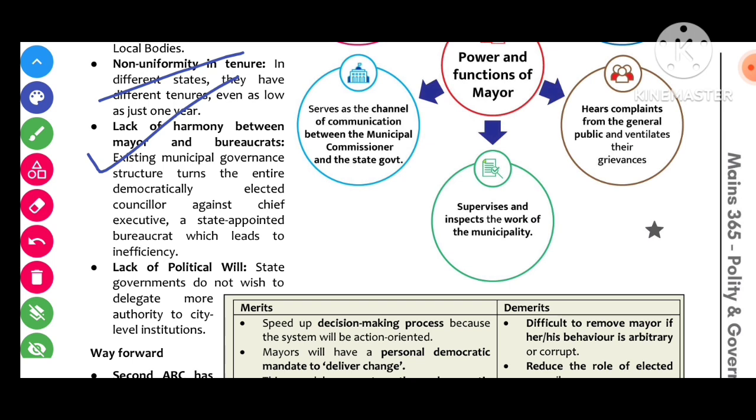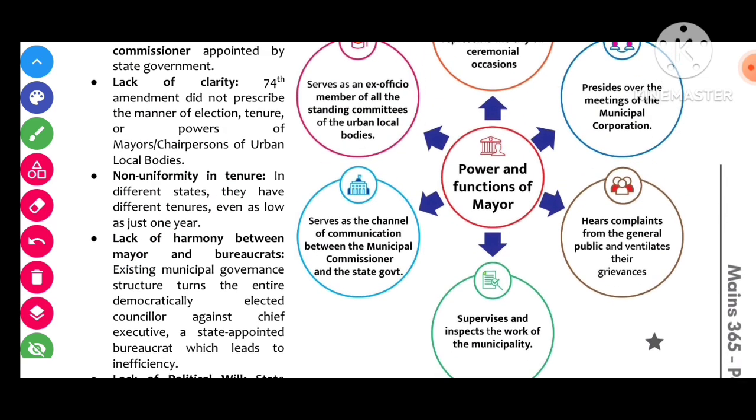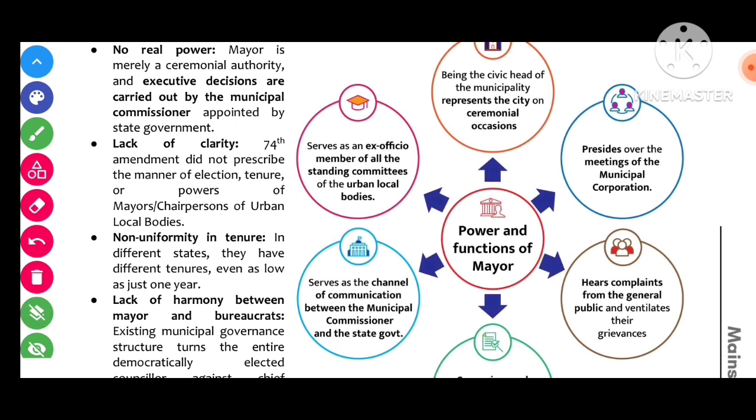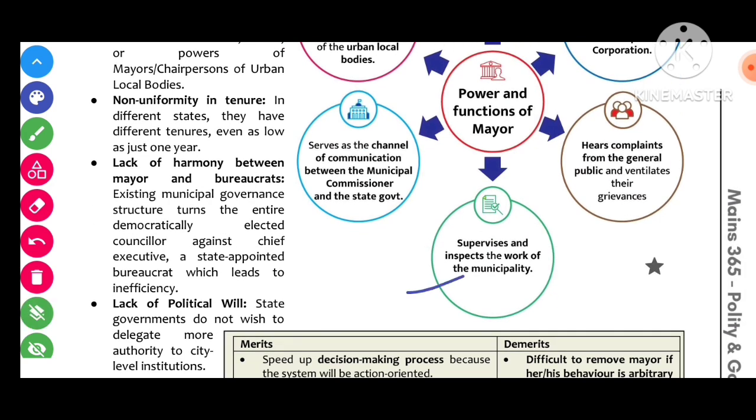Okay, so these are some challenges or limitations or issues related to the mayor, and the power and functions of the mayor, such as: it serves as an ex officio member of all standing committees of the urban local bodies, and being the civic head of the municipality represents the city on ceremonial occasions, and presides over the meetings of the municipal corporation, and hears complaints from the general public and ventilates their grievances, and supervises and inspects the work of the municipality, and serves as the channel of communication between the municipal commissioner and state government.